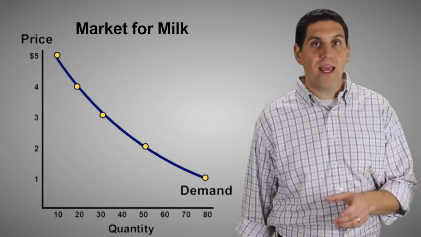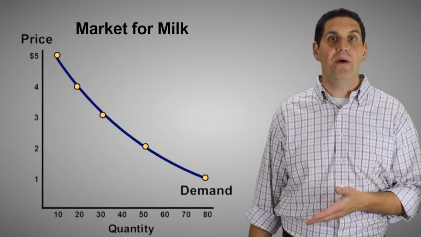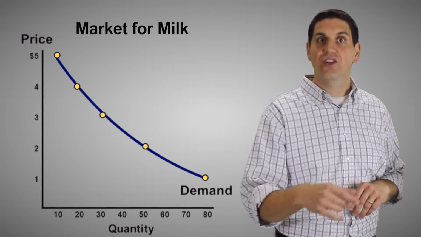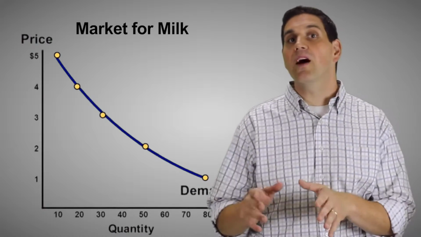This concept explains the law of demand and the shape of the demand curve because to get people to buy more quantity of milk, the price has to go lower because they get less and less additional satisfaction from each gallon of milk. It's getting warm. So a change in price moves along the demand curve, but if something else other than price changes, it'll actually shift the demand curve.